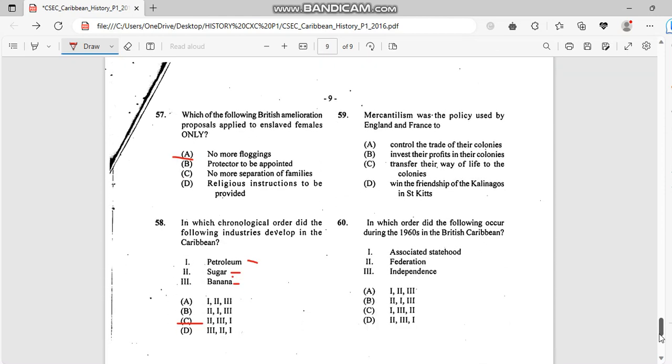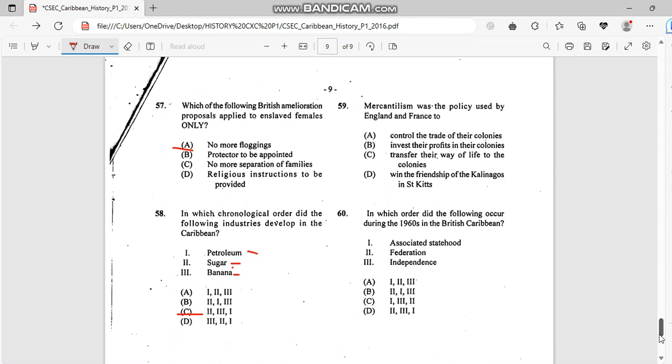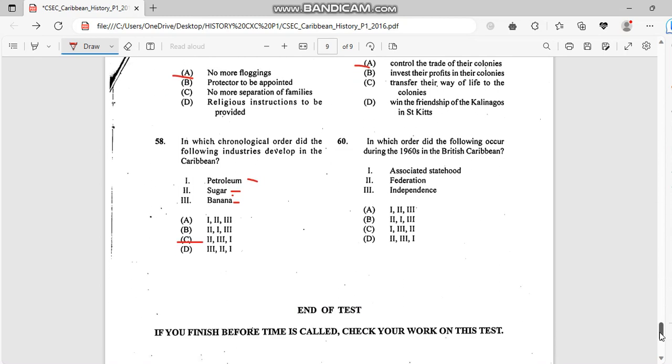Number 59. Mercantilism was the policy used by England and France to control their colonies, invest in their profits? No. And it was to control the trade of their colonies. Alright. Number 60, final one. In which order did the following occur during the 1960s in the British Caribbean? So let me see right here. We have federation first, and then we have associate statehood, and then independence.